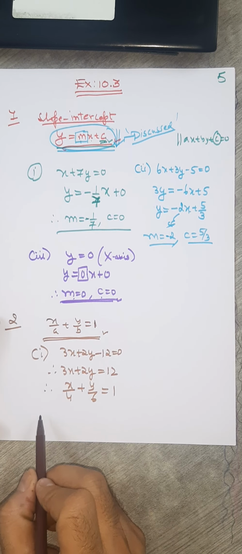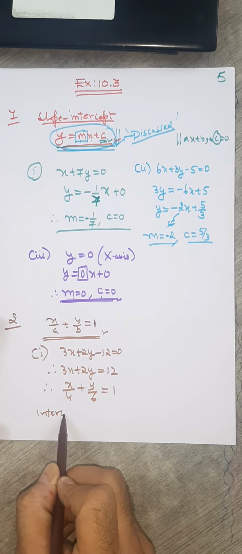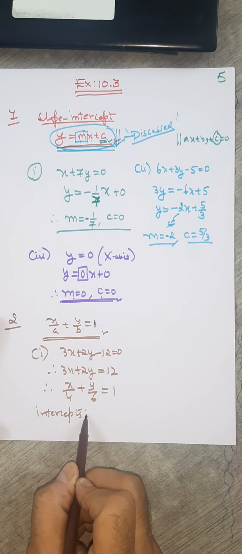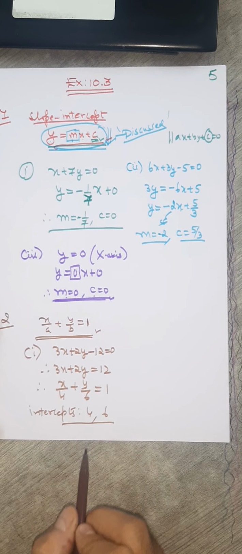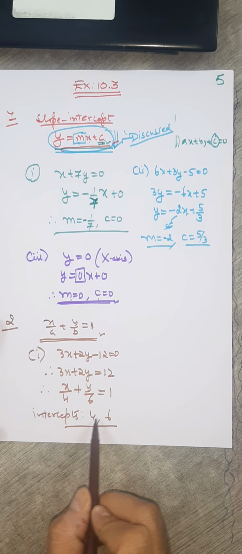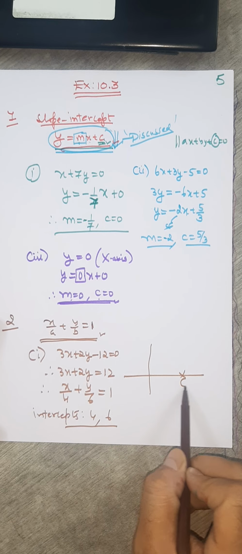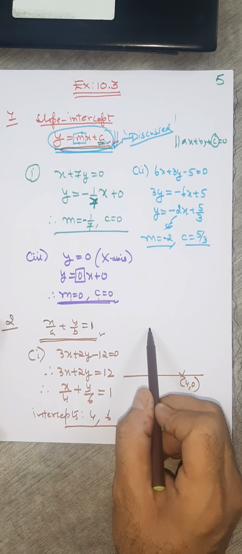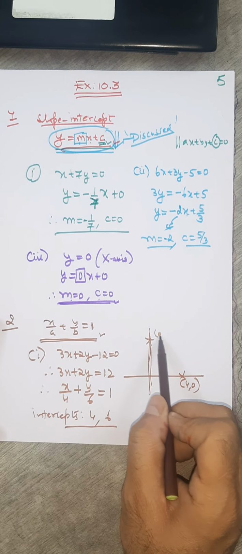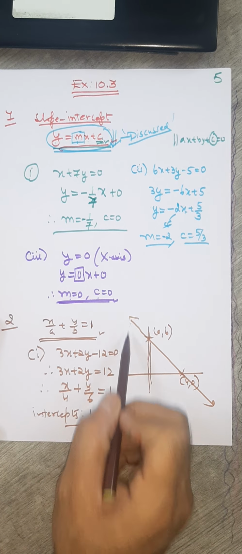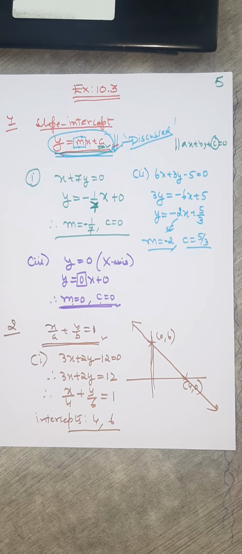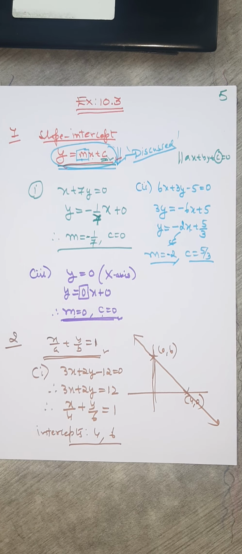So what are the intercepts? Intercepts are 4 and 6. This is with x and this is with y. What's the meaning of this? That means this line intersects the x-axis at 4, 0 here and the y-axis at which place? 0, 6. So your line will be like this. Clear? You know it now very well. Okay.